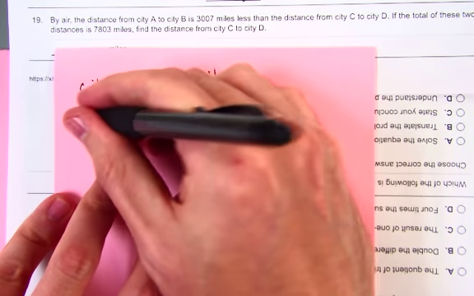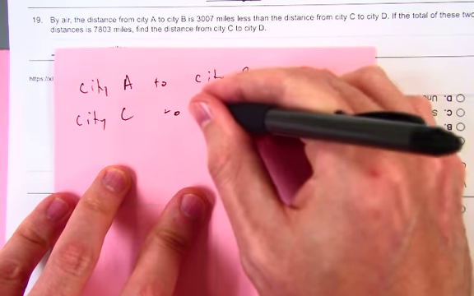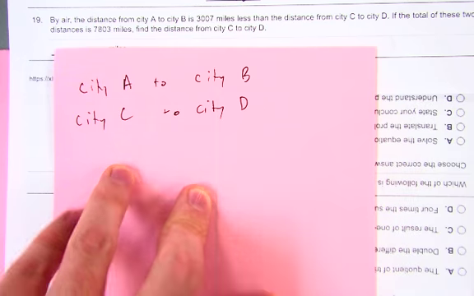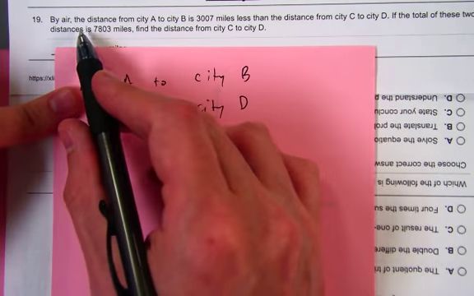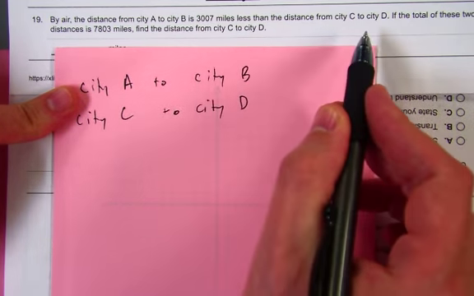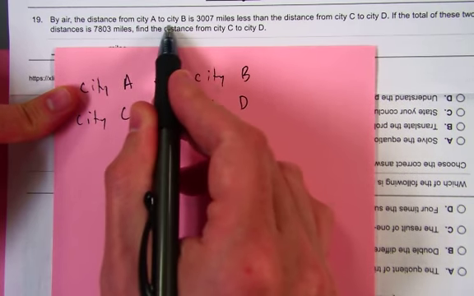Okay, and I've got my city C to city D distance. When I read this, what I like to look for first is what do I know the least amount about, because that's what I'm going to make my variable. So I know the distance from city A to city B is 3,007 miles less than the distance from city C to city D. So I know a little bit about city A to city B, right?